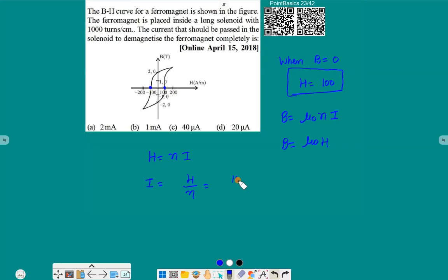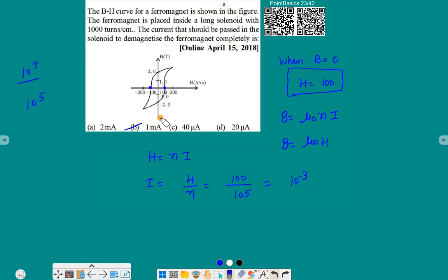Value of H is 100 and value of N, that is the number of turns per unit meter. We have been given the number of turns per unit centimeter. So the number of turns per unit centimeter is 10 raised to power 3, and the number of turns per unit meter will be 10 raised to power 5. From this, the current comes out to 10 raised to power minus 3, or 1 milliampere. Option B will be the right answer.